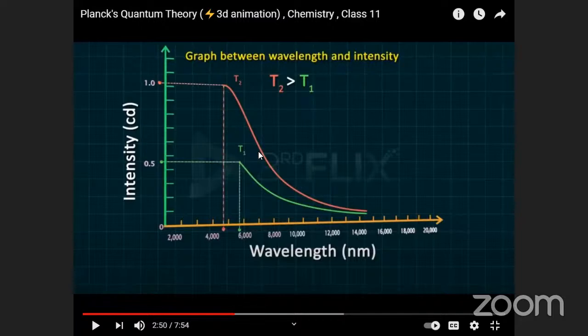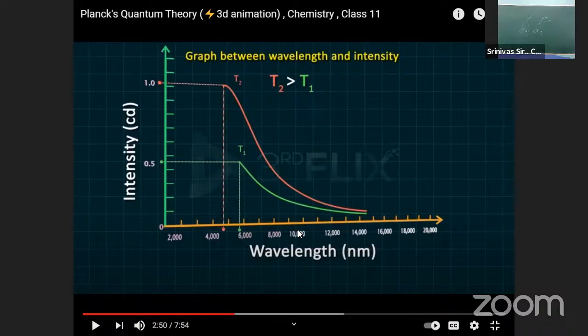Excuse me, sir. Can you repeat this once again? Which point don't you understand? So, how it is changing as a function of temperature? It is changing, right? Suppose you take a particular value, let's say 6,000 nanometers. At 6,000 nanometers, one light, at temperature T1, is showing 0.5 as the intensity. Yes or no?